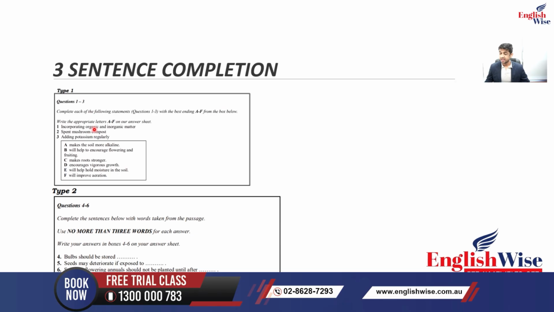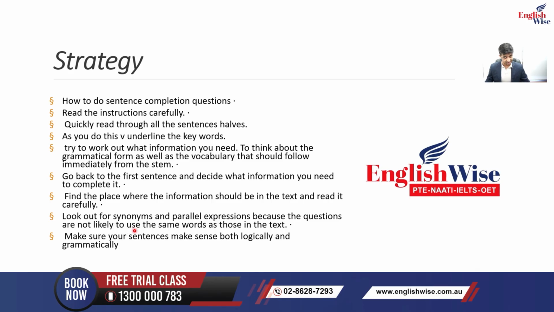Sentences may not be the exact same you see in the passage. They may be paraphrasing, or they may be similar meaning words used to convey the meaning of the sentence. For both of these, you need to first understand the question and read the instructions carefully. See the halves of the sentences and see what half is missing in the sentence. As you do, underline the keywords. Try to find out what information you need.